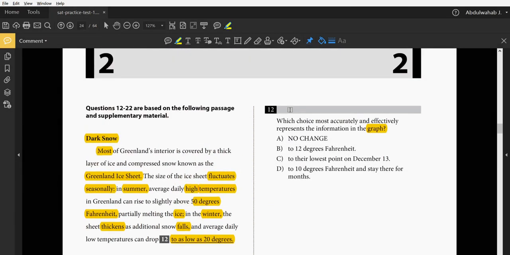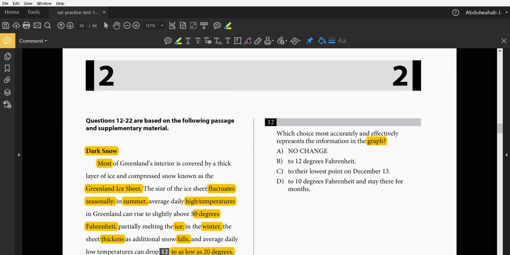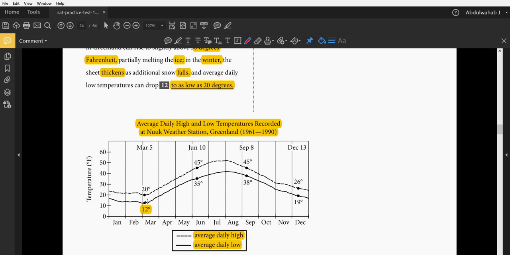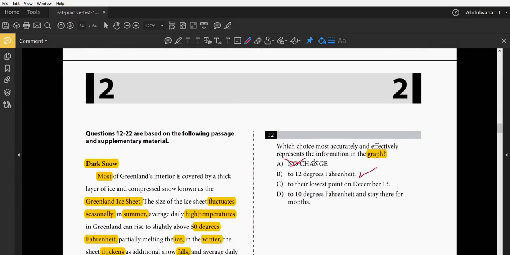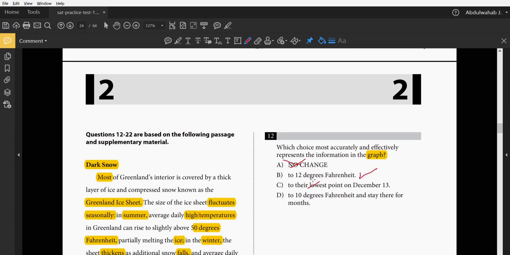So I'm not keeping my answer. I'm actually going to change this one. So it's not A. Now, to 12 degrees Fahrenheit. This is true. To their lowest point on December the 13th. Now, does this lowest point occur on December the 13th, which is probably over here somewhere? No, not exactly. It's 19 degrees around December 13. So C is also not the right answer.